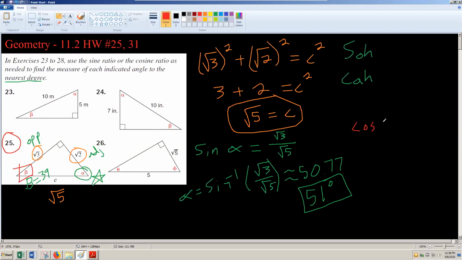If I did cosine of beta, it would be, again, here's my adjacent here because it's going to be a switched vantage point. Here would be my opposite, and here we still got our hypotenuse. We're both always across from my 90.